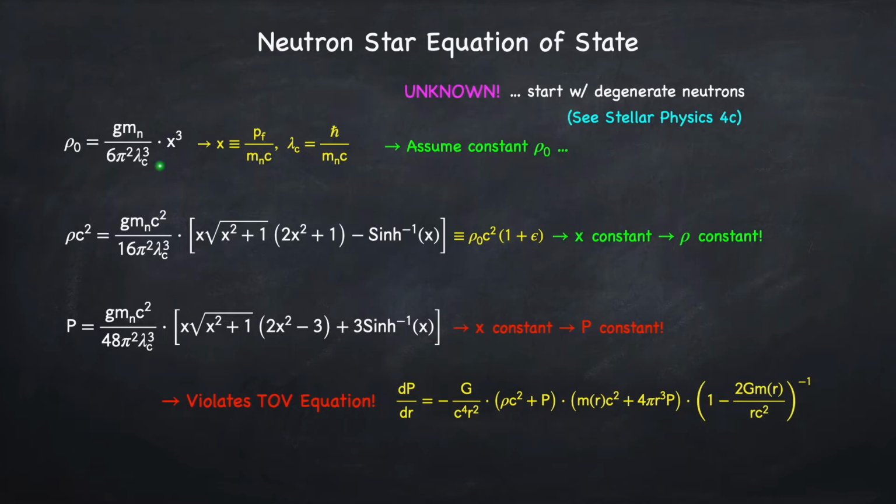Now in Stellar Physics 3D, when I first went over the neutron star mass limit, I assumed a constant density and then solved this equation. But I didn't assume degenerate matter. So it would appear that that was okay. But actually, if you think about it, even in that case, assuming constant density has some problems. So let's just plow forward and keep this equation of state and kind of shove under the rug this problem with it violating the TOV equation.